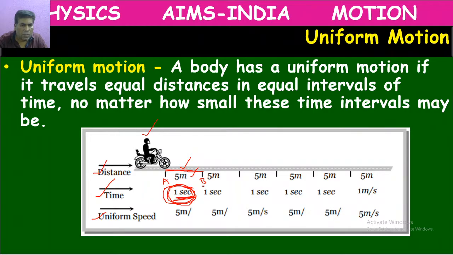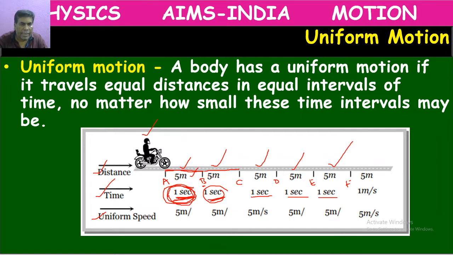Again, suppose B is the starting point and this is C. From B to C, what is the distance? 5 meters. In how much time interval has it traveled 5 meters? Again 1 second. Like that, C to D, 1 second time interval, it has traveled 5 meters. Again D to E, 1 second, 5 meters. Again E to F, 1 second, 5 meters.